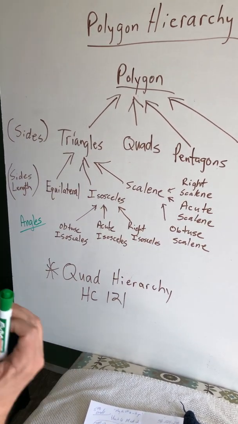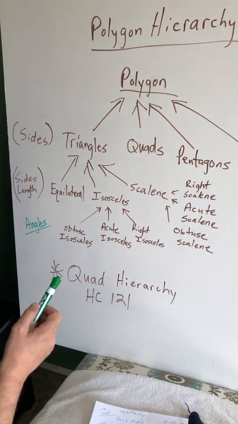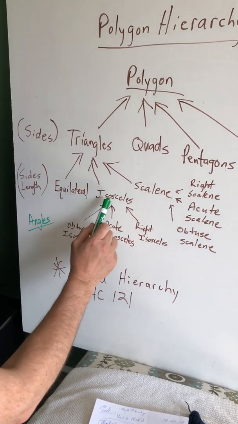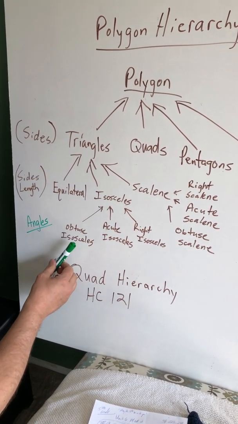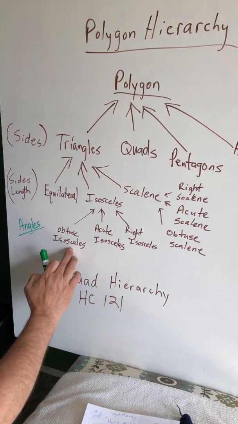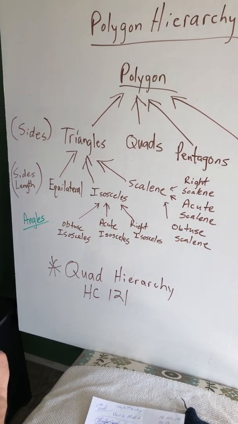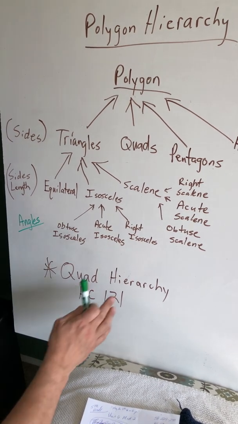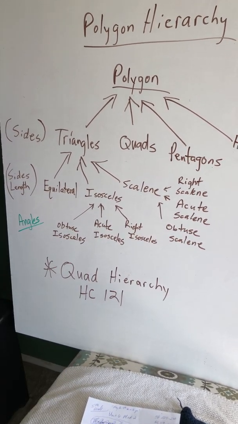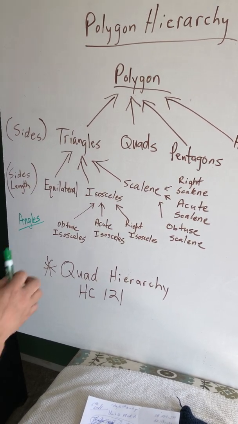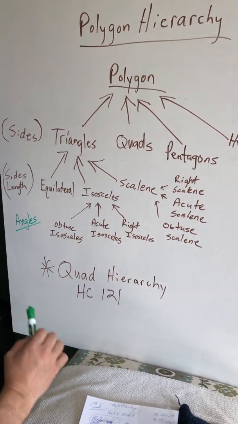Isosceles, you know, is 2 sides are the same, okay? So we've got side length. Here's 3 sides equal, here's 2 sides equal, and then because of the angle, you could have an obtuse isosceles, or you could have an acute isosceles, or you can even have a right angle isosceles, which is a right isosceles, okay? All this has to do with angles.